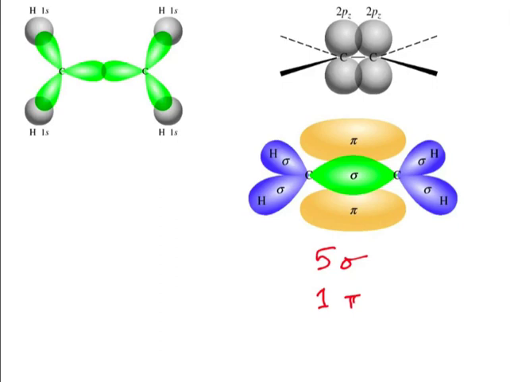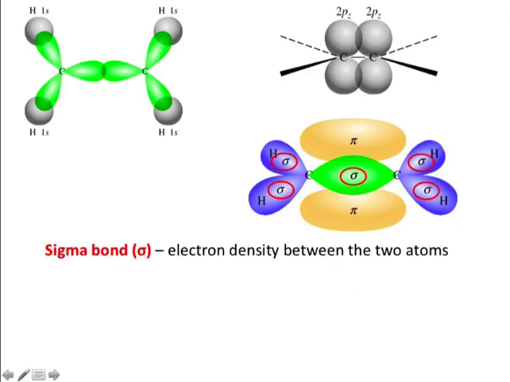Now let's try to define this a little better. Sigma bonds have electron density between the two nuclei. So for the sigma bond between the two carbon atoms, the probability of finding the electron lies between the two carbon atoms, on the line that connects the two. Sigma bonds are symmetrical about the line that connects the two nuclei, and they come from the hybrid orbitals.